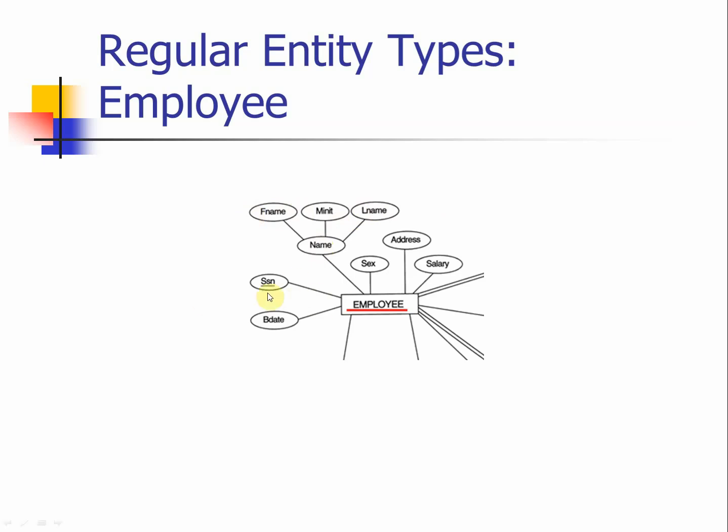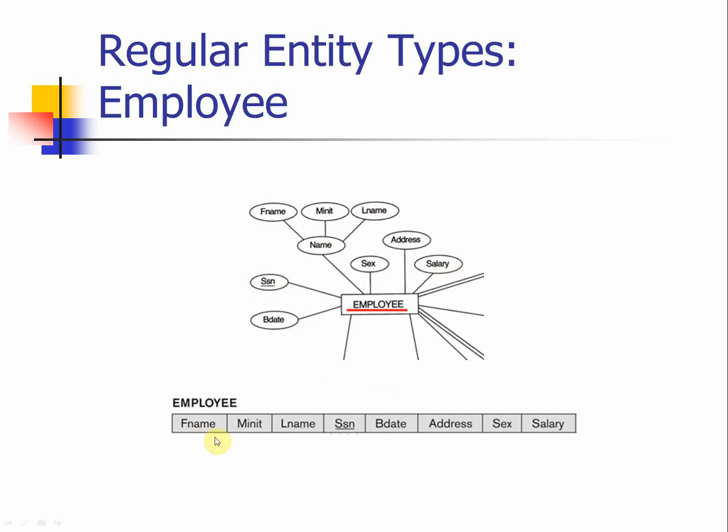Next, I'm going to pick up the social security number as the primary key, and then I'm going to pick up birthday, gender, address, and salary for all of those attributes. And therefore, you can see first name, middle name, last name coming from the composite attribute, social security number underlined indicating it is the primary key, birthday, address, sex, and salary. That is the first step for us to convert the employees.